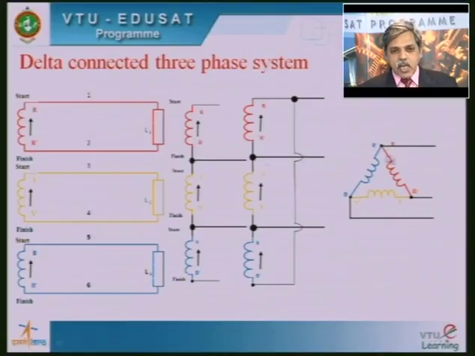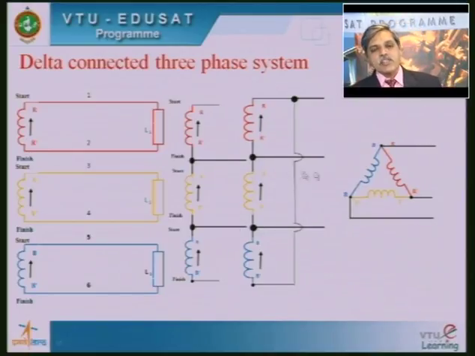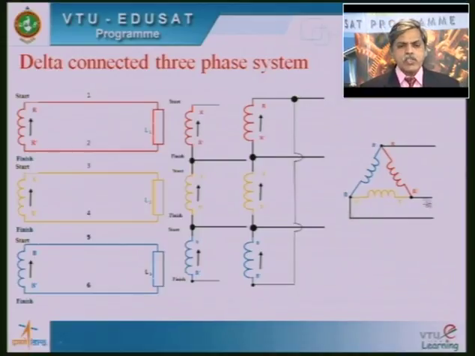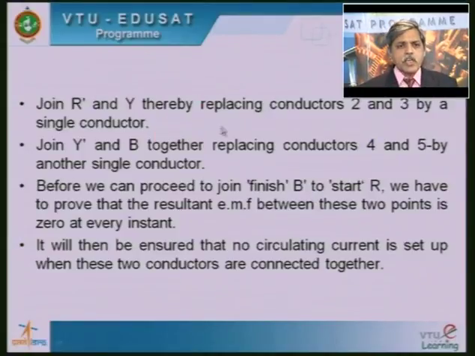This delta connection is possible without circulating currents only when the voltages ER plus EY plus EB add up to 0 at all instants. When that happens, I can connect the B phase finish to the start of R phase and take out another wire from this junction. So I have 1, 2, 3 wires taken from 3 junctions. Therefore this will be a 3-phase 3-wire delta connected system. Now there is no common point like in the star connection, therefore a 3-phase 4-wire delta connection is not possible in this system. So this is the explanation I have given here.